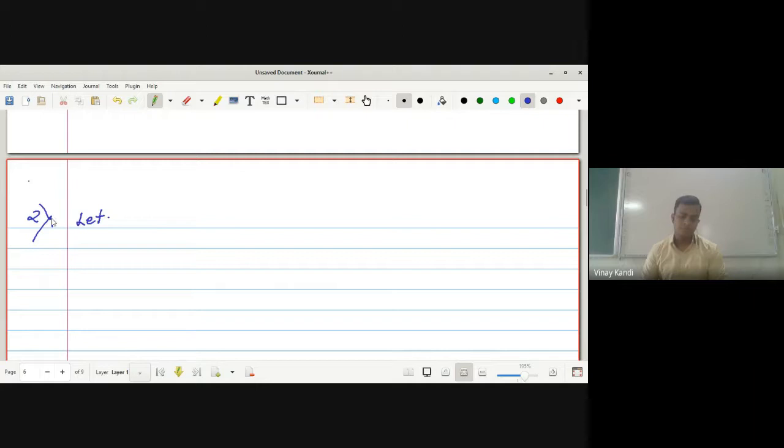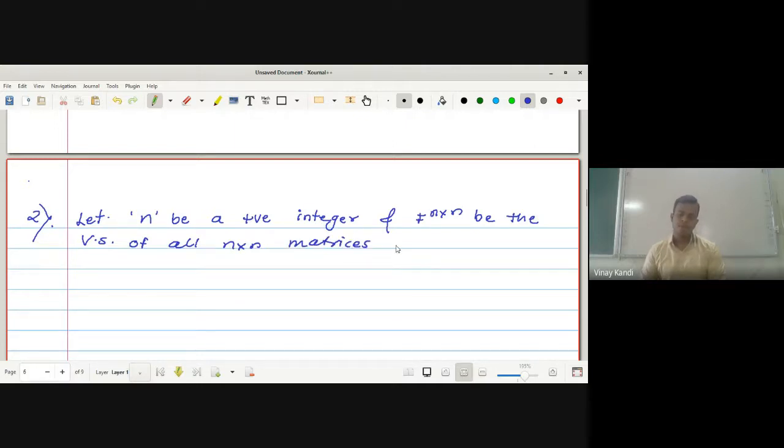Let n be a positive integer, and let F^(n cross n) be the set of all n cross n matrices, the vector space of all n cross n matrices, over the field capital F.